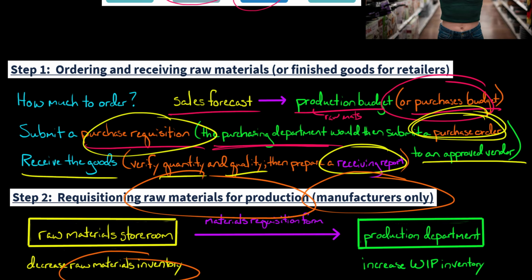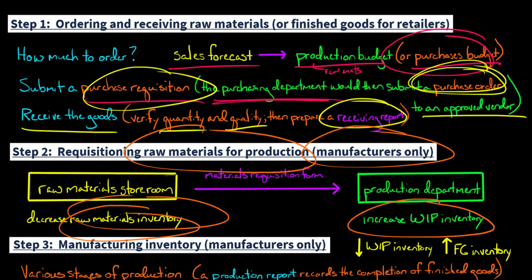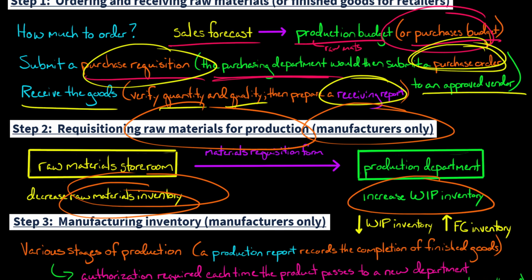So a manufacturer would initially record raw materials inventory when they get that raw materials, but then when they put it into production, they're going to decrease raw materials inventory and increase work in process inventory. The final type of inventory is finished goods, which we will get to momentarily.